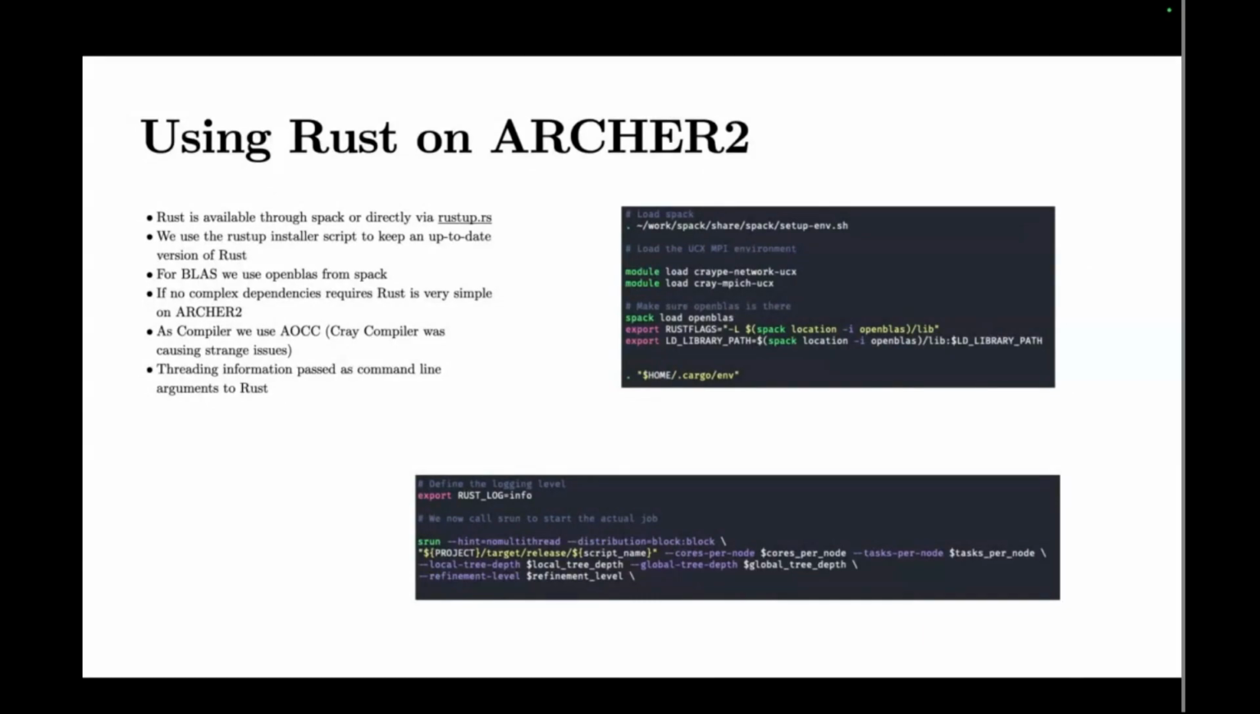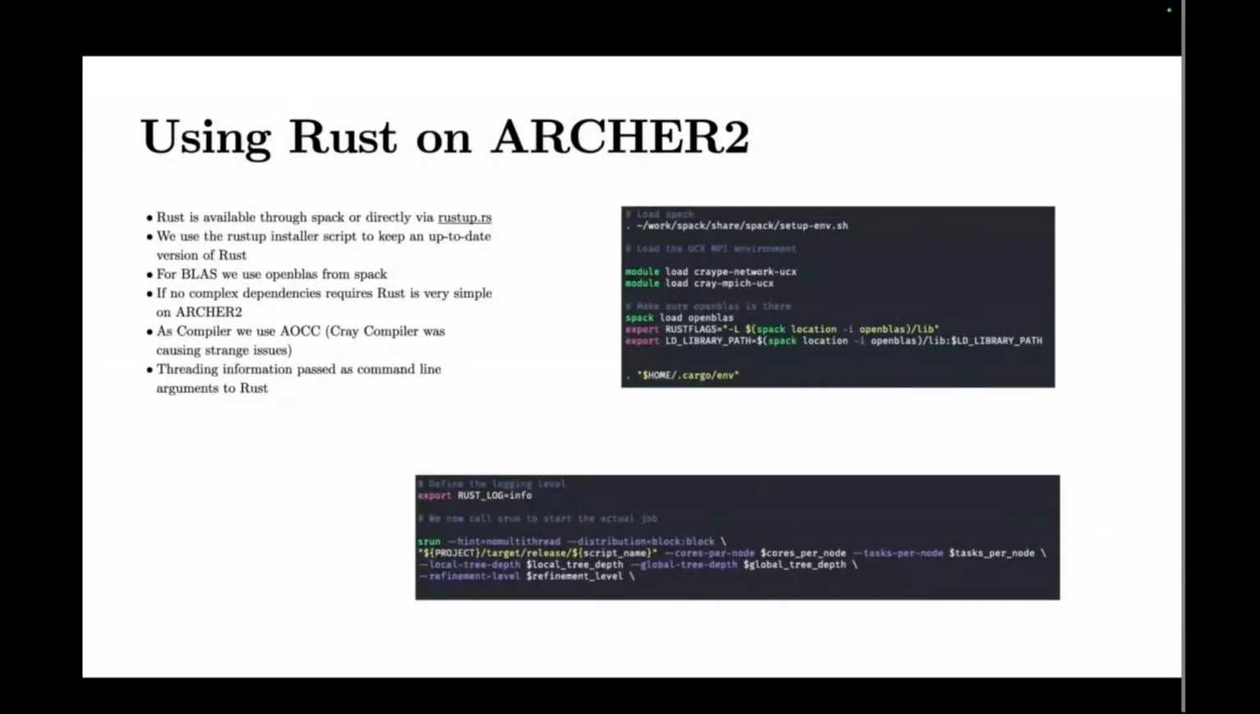So my .profile file on ARCHER2 is really just: load Spack, load the MPI environment. Then we're loading OpenBLAS, and we are just setting the location for OpenBLAS in the Rust flags. So the Rust flags are a compile dependency for OpenBLAS, put in there, and then we also put in the LD library path so that the shared object is found. And then we have this .cargo/env that just initializes Rust. And then in our Slurm files, which you see at the bottom, everything is default and standard, just one-to-one copied from the documentation of ARCHER2.